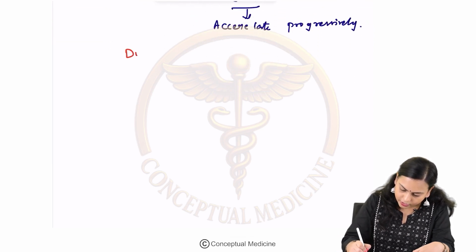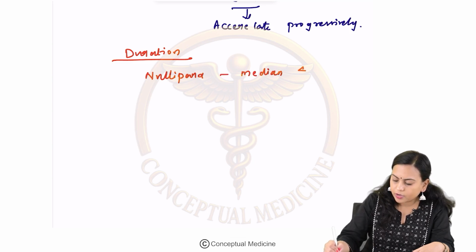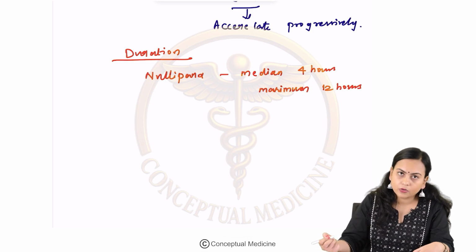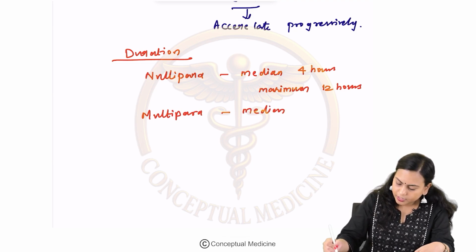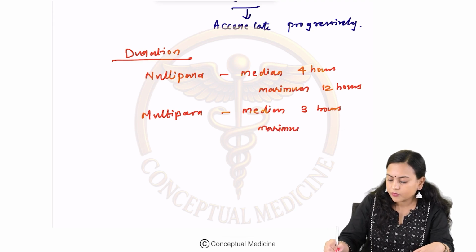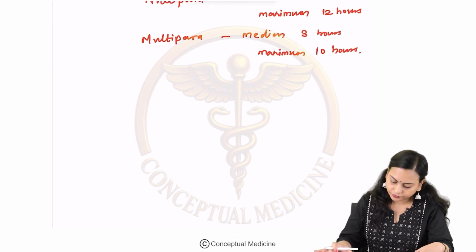So if we take the duration, okay, in nullipara, the median duration is 4 hours and maximum it can go up to 12 hours. Okay, and similarly, in multipara, the median duration is 3 hours and maximum duration can be about 10 hours also. Clear?